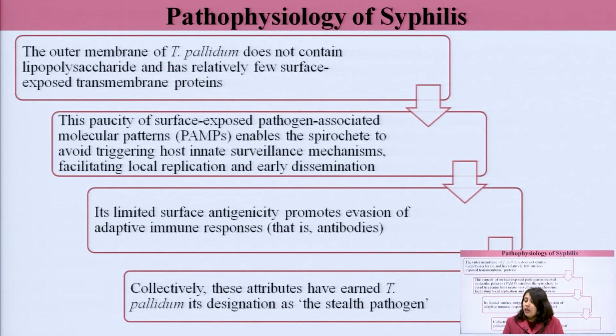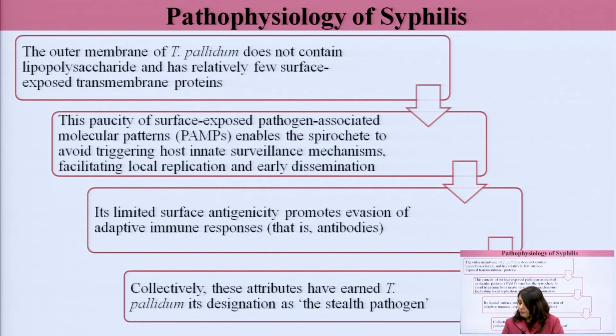Then the pathophysiology of syphilis: how syphilis causes infection in the human body and how the disease progresses, we will see that. The outer membrane of Treponema pallidum does not contain lipopolysaccharide and has relatively few surface-exposed transmembrane proteins. So, it is very less antigenic. This paucity of surface-exposed pathogen-associated molecular patterns or antigenic proteins enables the spirochete, Treponema pallidum, to avoid triggering host innate surveillance mechanisms, or the host immune response, facilitating local replication and early dissemination.